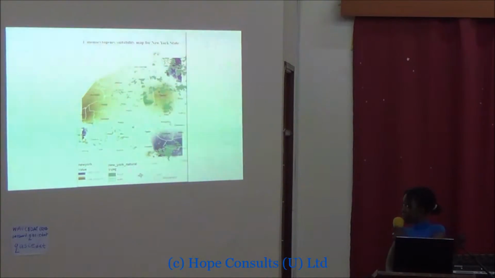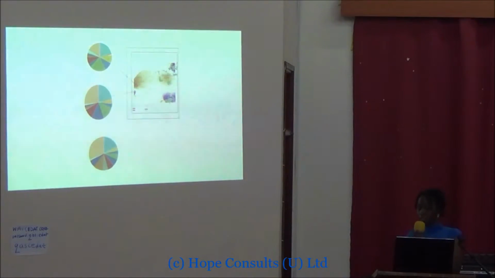So from this map, we needed to find out which factors contributed the most to those highly suitable areas. So for each of those areas, I used a pie chart to show how much each factor contributed to the suitability in those areas. And from these pie charts, I got the 10 most important habitat factors to consider.